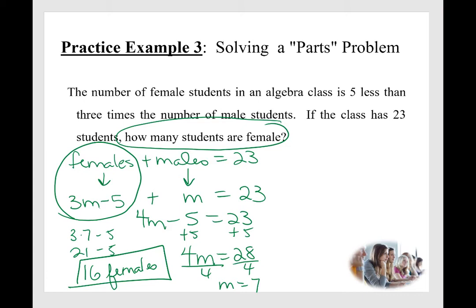So again, make sure that you're answering the question, because very often students will just be like, oh, m is 7, so there are 7 males. Boom, I'm done. Okay, make sure you're answering the question.